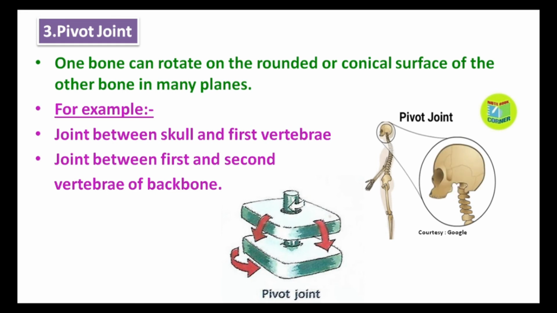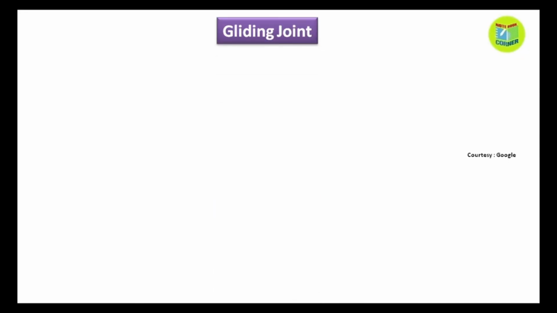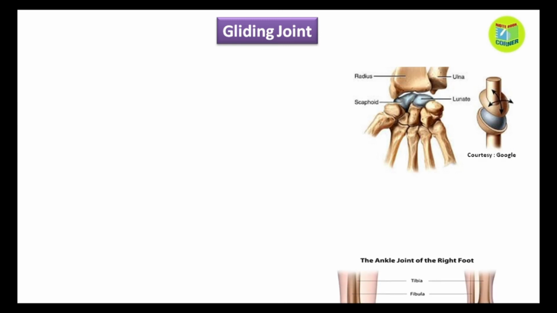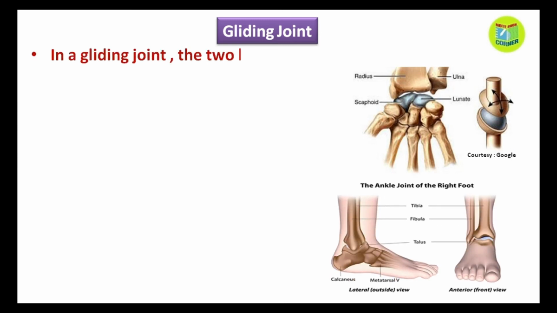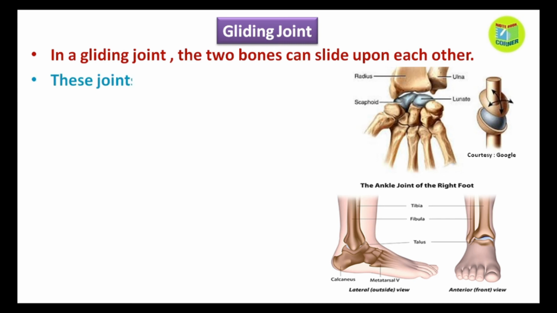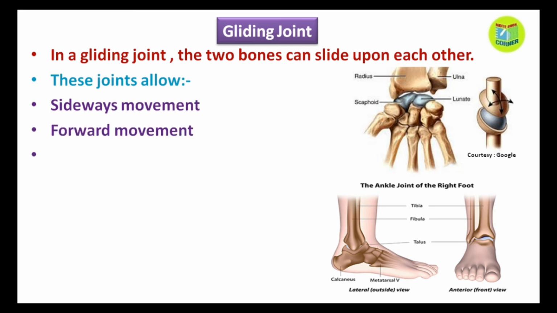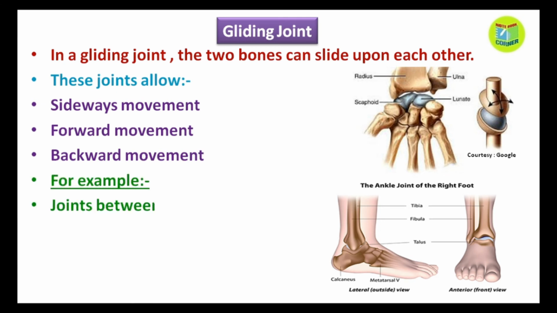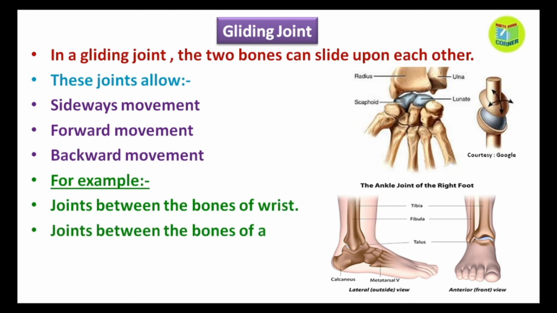The fourth one is the gliding joint. In a gliding joint, the two bones can slide upon each other. These joints allow sideways as well as forward and backward movement. Now the examples of gliding joint are joints between the bones of wrist and between the bones of ankle.